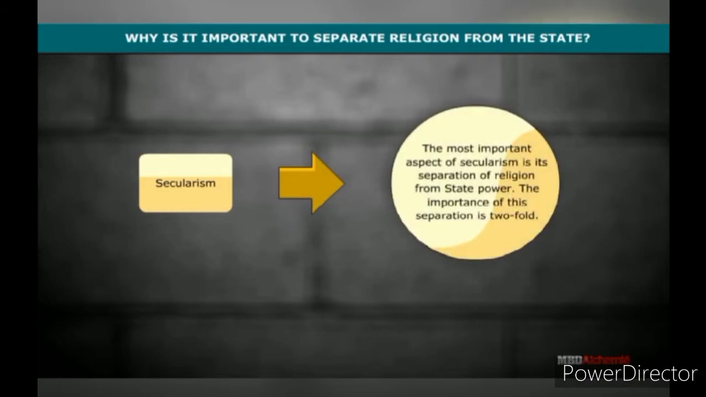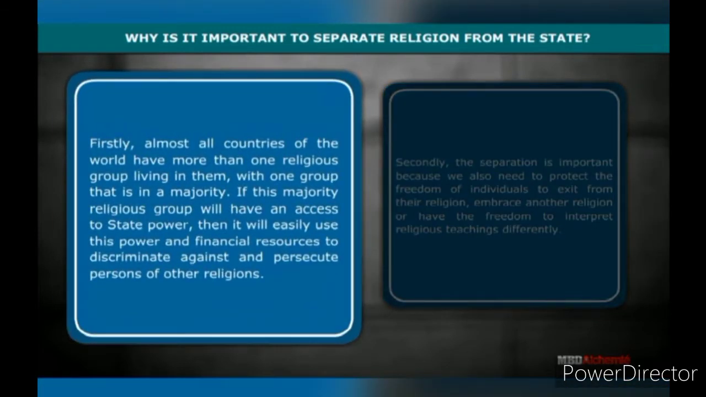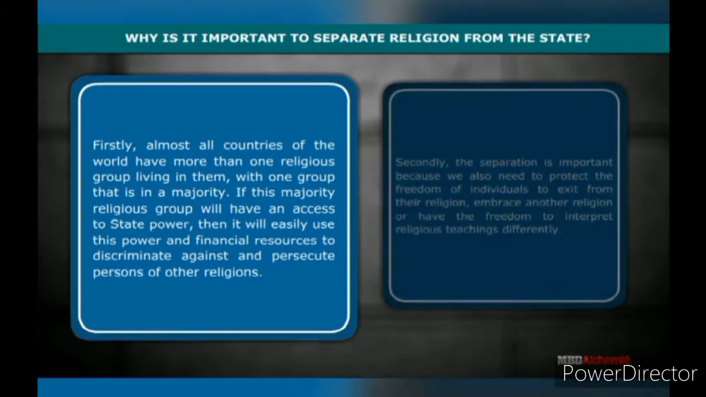The most important aspect of secularism is its separation of religion from the state power. The importance of this separation is twofold. Firstly, almost all countries of the world have more than one religious group living in them, with one group that is in a majority. If this majority religious group will have an access to state power, then it will easily use this power and financial resources to discriminate against and persecute persons of other religions.